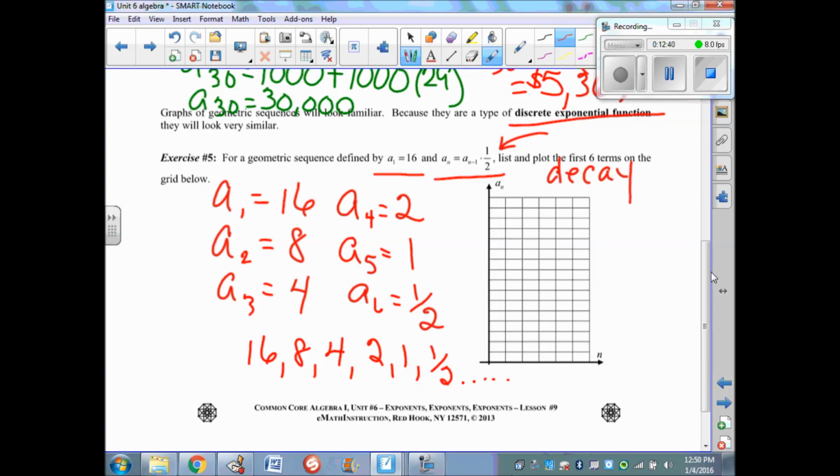Right? So we have my 1, 16, 2, 8, 3, 4, 4, 2, 5, 1, and then 6, 1/2. Okay, it's discrete. It's not continuous. We're not going to connect the dots because we don't have everything that's in between. It's just these discrete numbers.